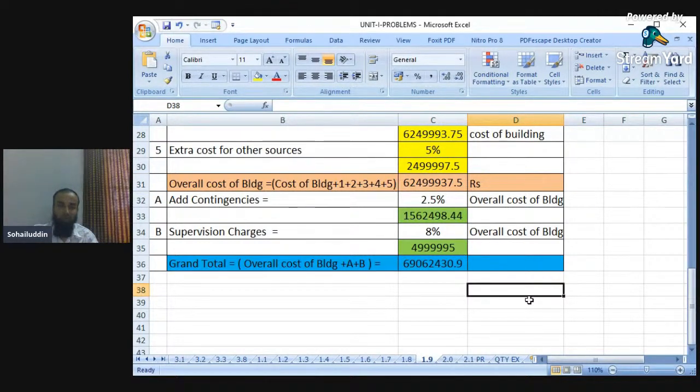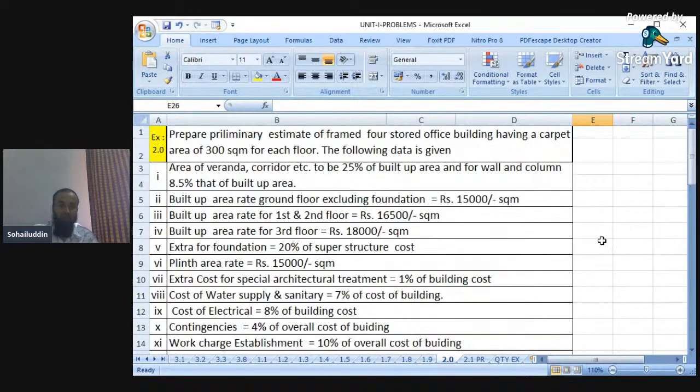Again, it is a simple problem. Next, this problem is somewhat different, and some more data and some more calculations are there, but the calculations are as usual simple. Somewhat more heads will be there, but the procedure and the process to calculate is the same.